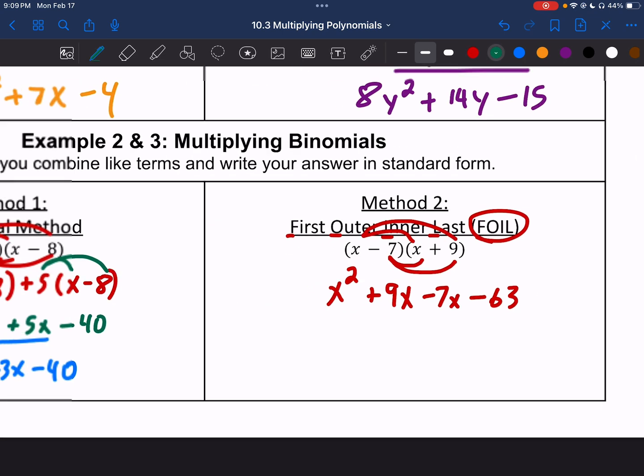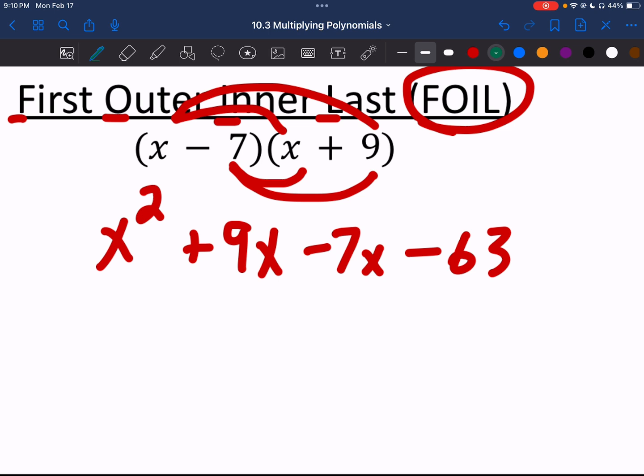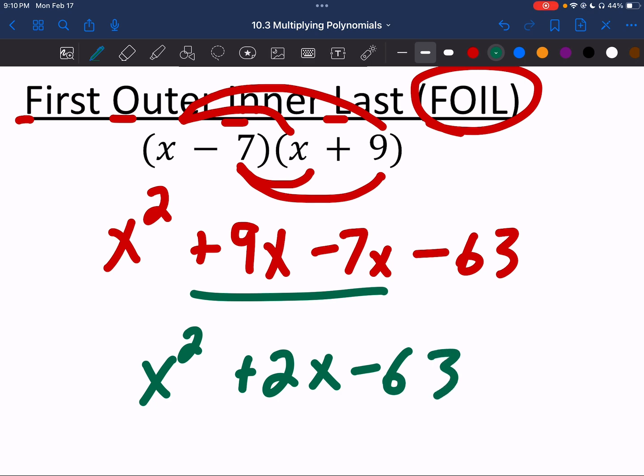Notice, you're doing the exact same steps as in the horizontal method. You just lay it out a little bit differently in the FOIL method. You're not rewriting it and then multiplying, you're just multiplying. This is why you're going to use method 2, FOIL. And then lastly, we need to combine our like terms in the middle, because standard form is we combine all like terms. 9x minus 7x is plus 2x minus 63.